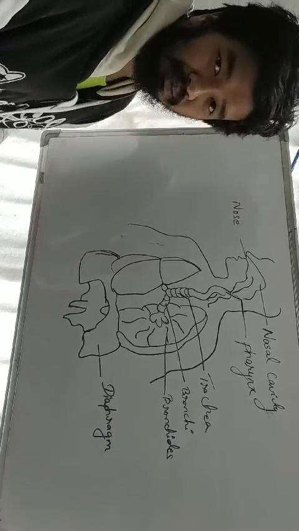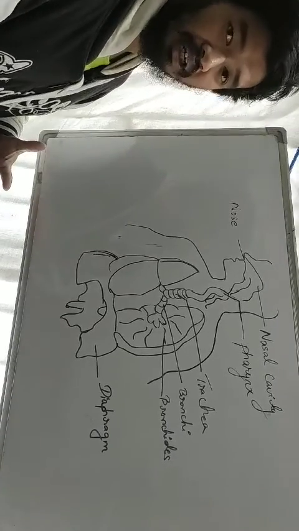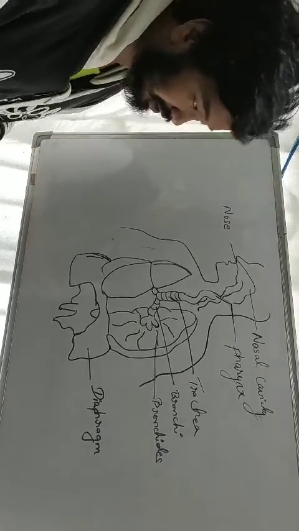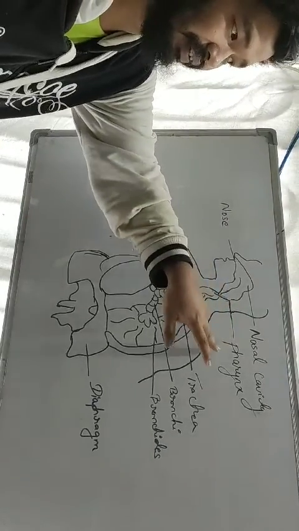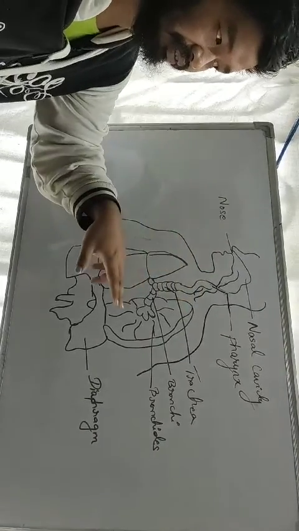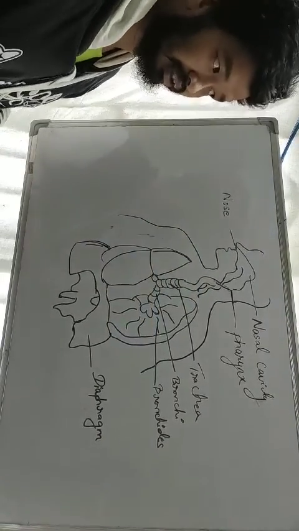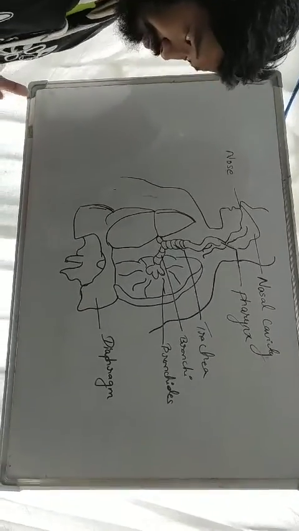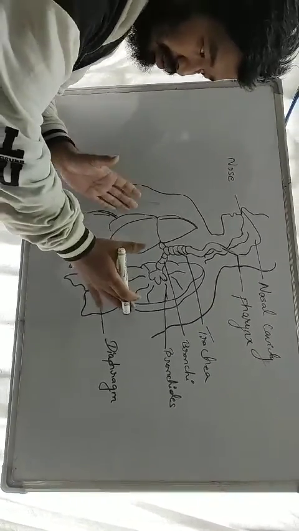I have made a diagram out here with the help of which we are going to see how the air enters the body. The human respiratory system consists of the nasal cavity, the pharynx, then the larynx, then the trachea and the bronchus. This leads to the human respiratory system. And you can see the lungs out here.